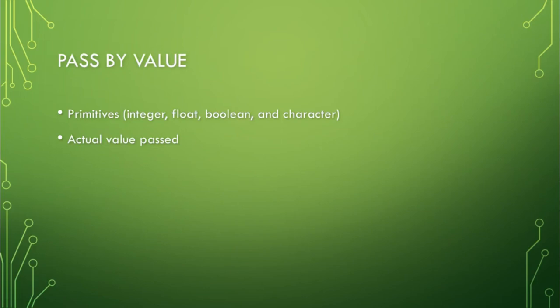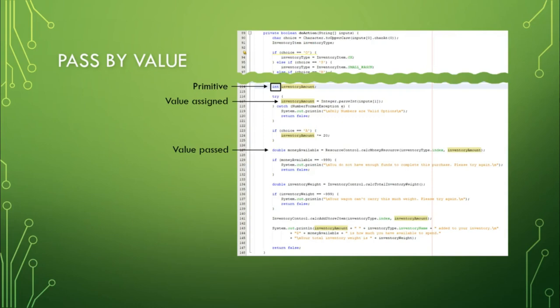Primitives, which include integer, float, boolean, and character, are passed by value when used as parameters for a function. The actual value of the primitive is passed and copied to the variable. Here's an example from our code of a primitive being passed by value showing where the variable is defined, assigned, and passed to a function.